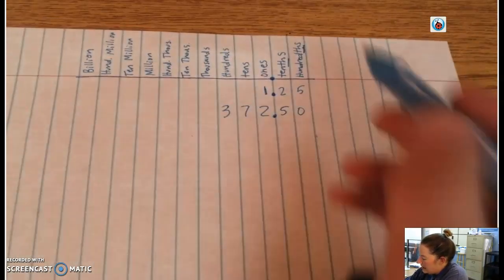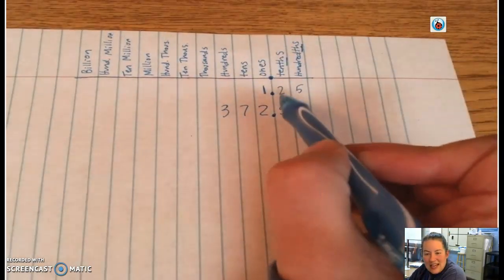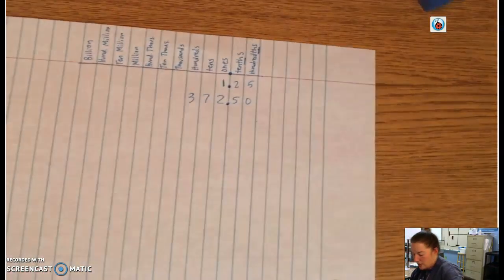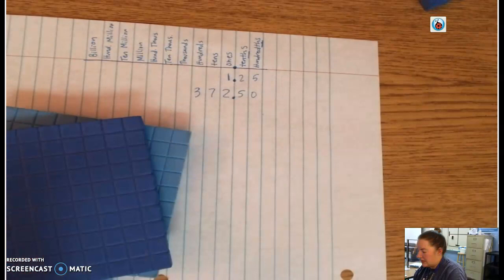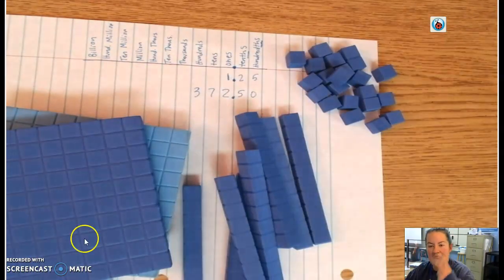What we're going to learn today is how to represent the tenths and the hundredths using concrete models. So today we're going to be using base 10 blocks. So in the next video, I'm going to show you how to use these base 10 blocks to represent tenths and hundredths.